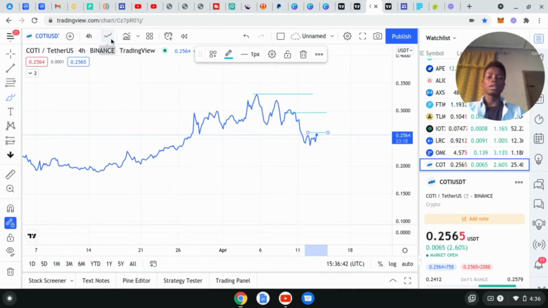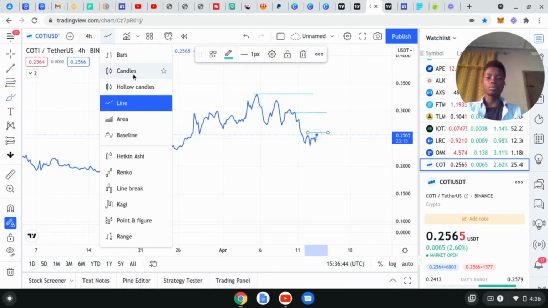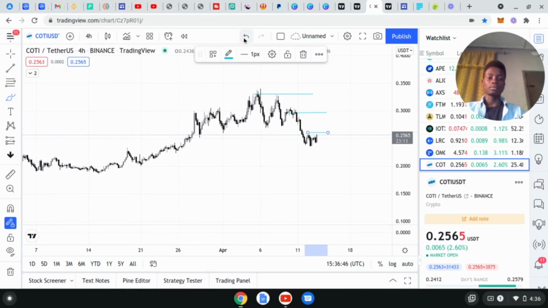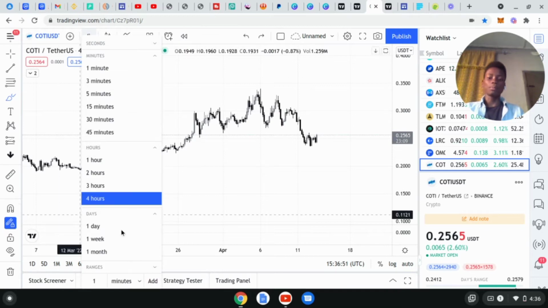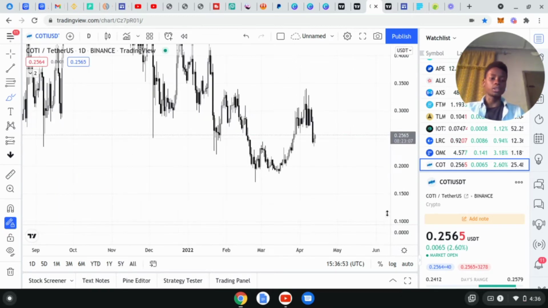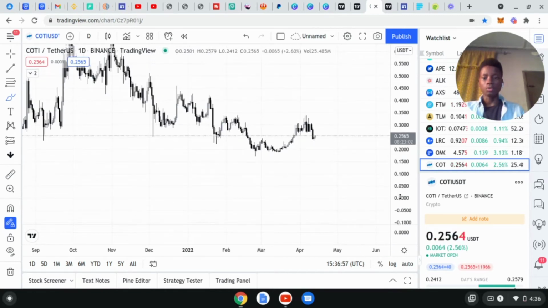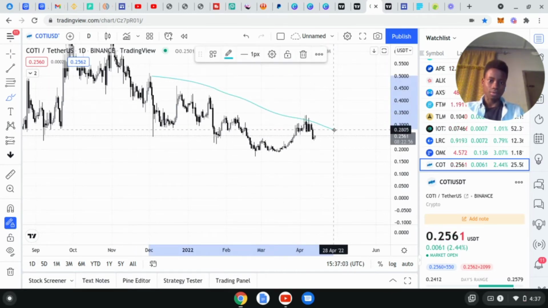If you don't want to use the line chart, you can still use the bars, and you can just go one time frame up. Maybe if you are trading on the 4 hour time frame, you go to the daily. If you are trading on the 1 hour time frame, you go to the 4 hour time frame. Looking at it on the daily time frame, you can still see that we are in this same downtrend. So you understand what I'm trying to say?